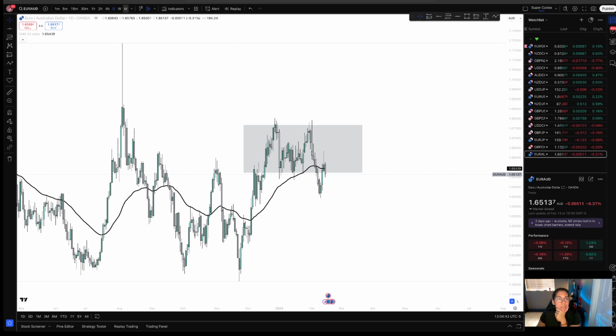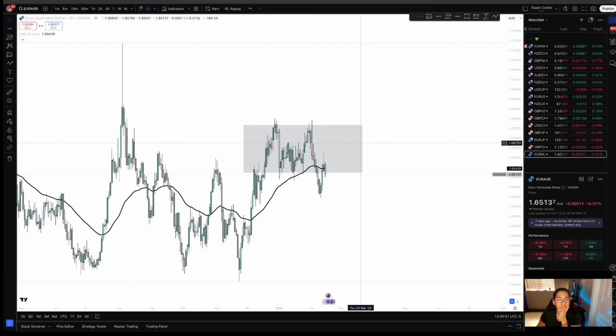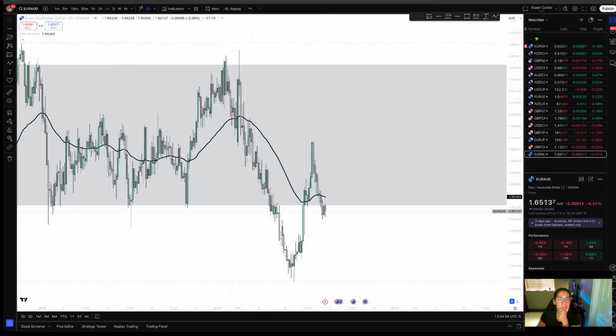Like on the daily, okay, so weekly we're in this range and price is breaking these lows, right? So we go down to the daily and we can see that price broke, came back in, and it looks like it's ready to go back down. Let's go to the 4 hour. Okay, so we're going down, we came back in, and we're going back down.